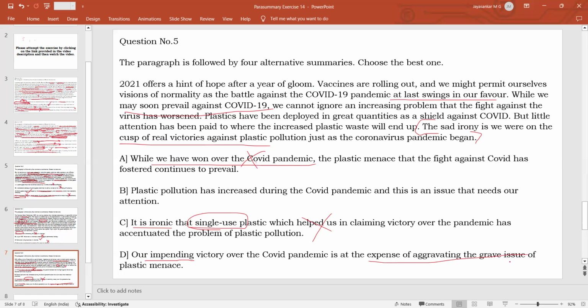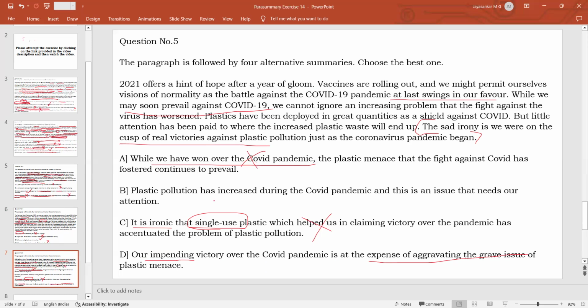So it was already a serious issue, and that seriousness has increased because of the COVID pandemic. Why? Because plastic was used widely in the fight against COVID. So this is a good answer. So we have B and D as good answers. Which is the better answer?